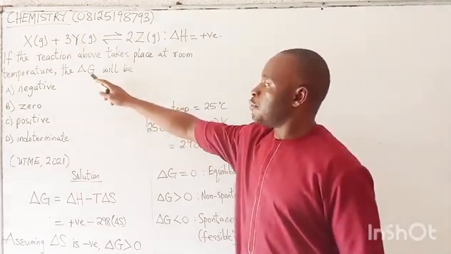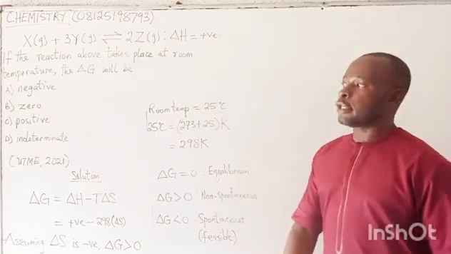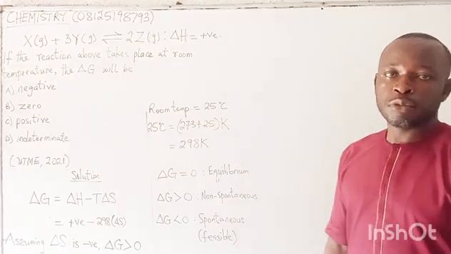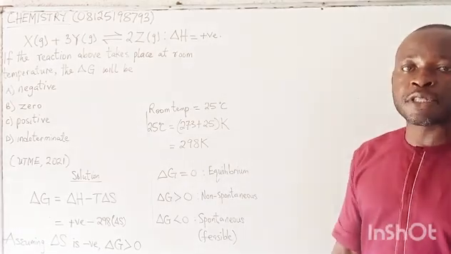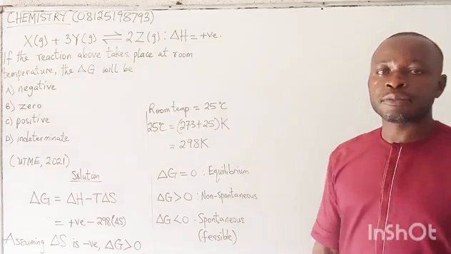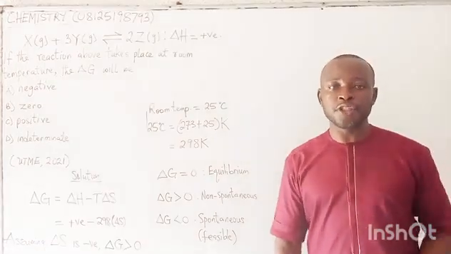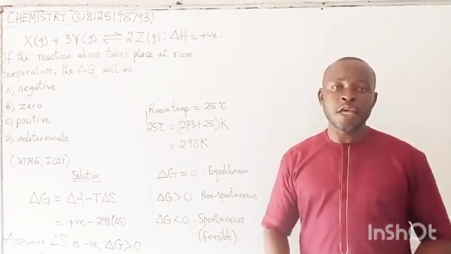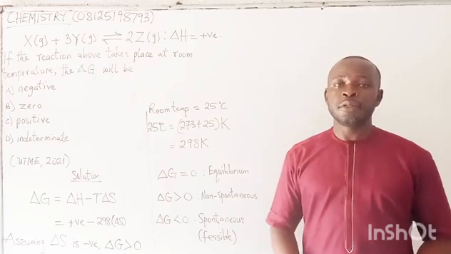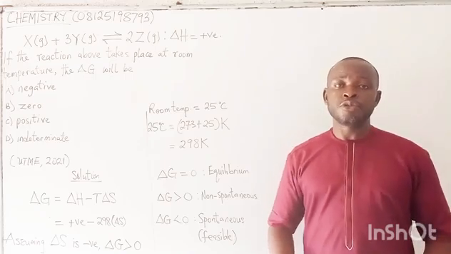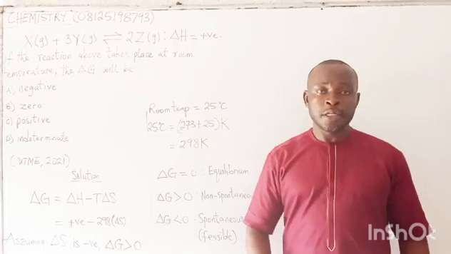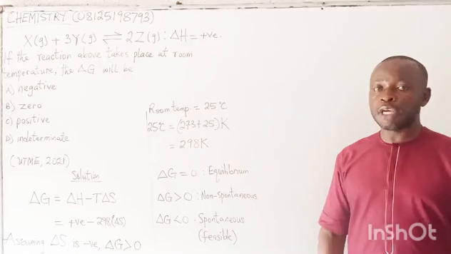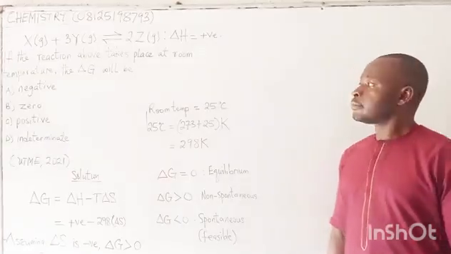First of all, what does G mean? In physical chemistry, G refers to what we call Gibbs free energy. Gibbs free energy is the energy that is available in a chemical system to do work. That's what Gibbs free energy is.